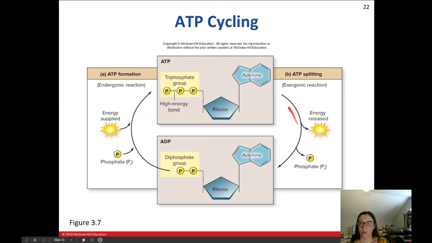When we split ATP, which is an exergonic reaction, energy is released, and that energy can then be used to fuel other endergonic reactions. And then now we have ADP, it has 2 phosphates on it, plus an inorganic phosphate over here. And when we have an exergonic reaction, remember we said exergonic reactions release energy, so that energy that's released from exergonic reactions can be used to form ATP. So we can take this ADP and this phosphate and bind them together, and that itself is an endergonic reaction. So we use the energy supplied from the exergonic reactions to fuel other endergonic reactions.